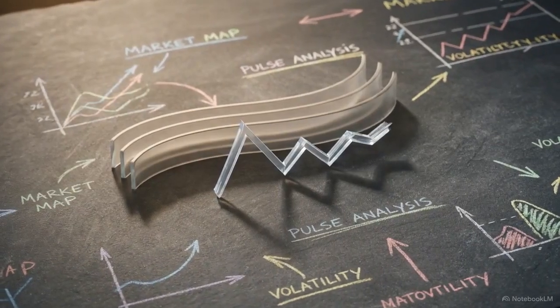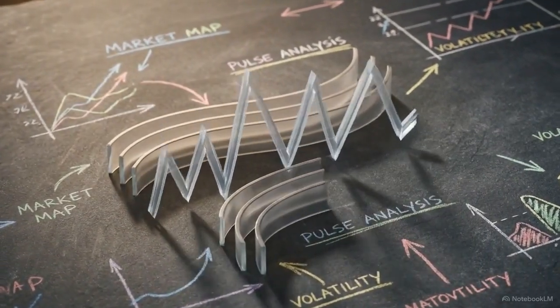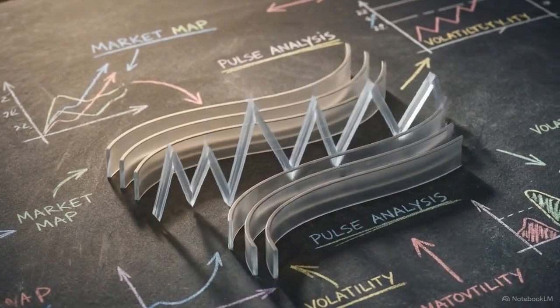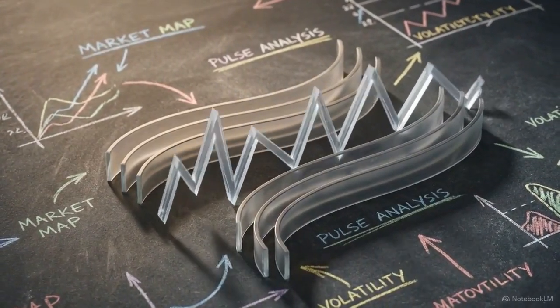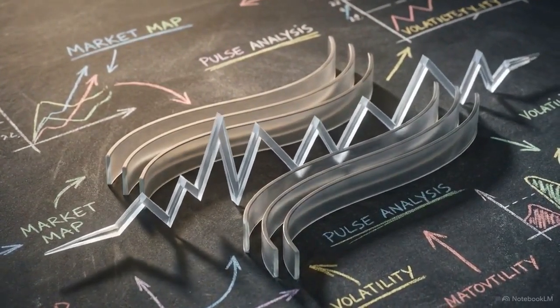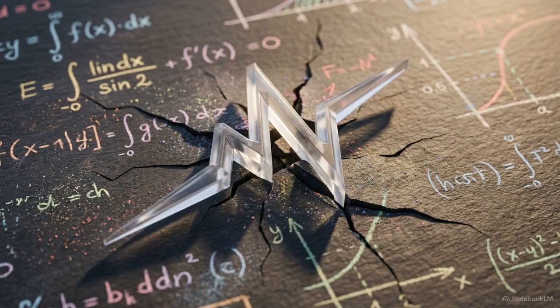Look at this abstract visualization of market prices. To the untrained eye, these jagged, fluctuating lines moving forward in the dark look like complete chaos. They move in erratic zigzags that seem to defy any kind of logic.